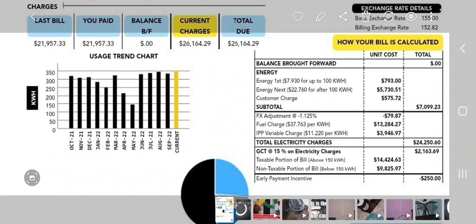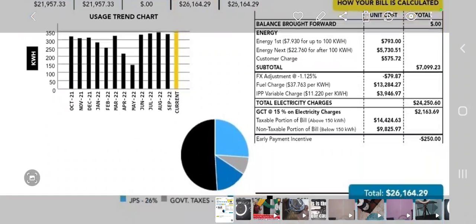And luckily enough, the taxable portion of the bill is above the 150 kilowatt hours. So you don't pay GCT on the first 150 kilowatt hours, which is the $9,825.97, but you pay tax on the usage after that, which is $14,424.63. So now you pay a GCT of $2,163.69.